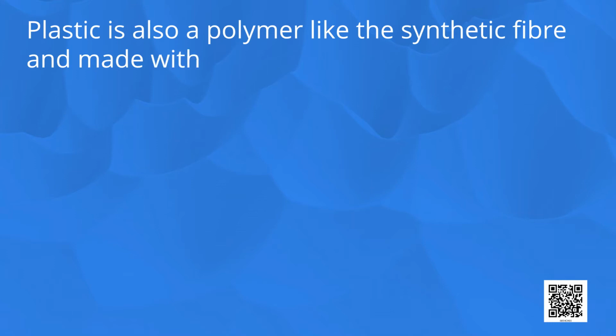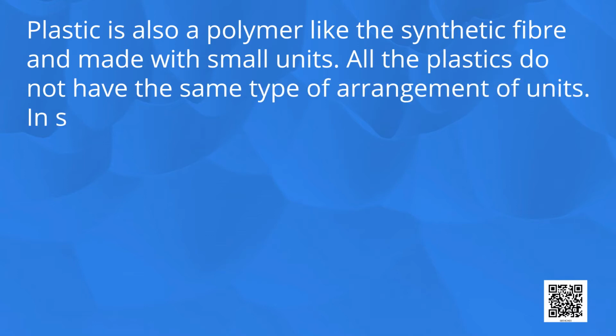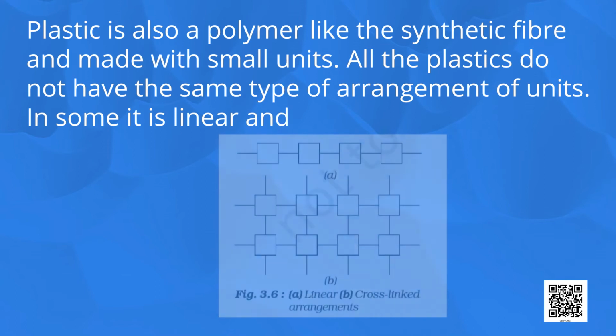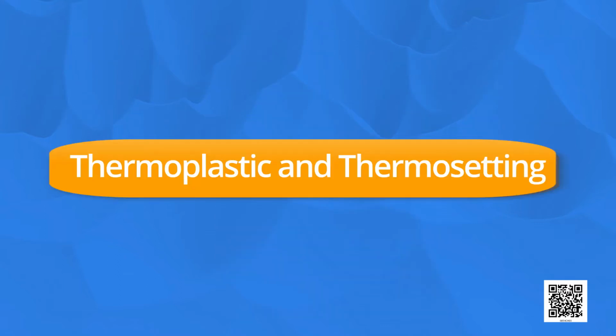Plastic is also a polymer like the synthetic fiber and is made with small units. All the plastics do not have the same type of arrangement of units. In some, it is linear and in others, it is cross-linked. Plastics can be divided into two groups, thermoplastic and thermosetting.